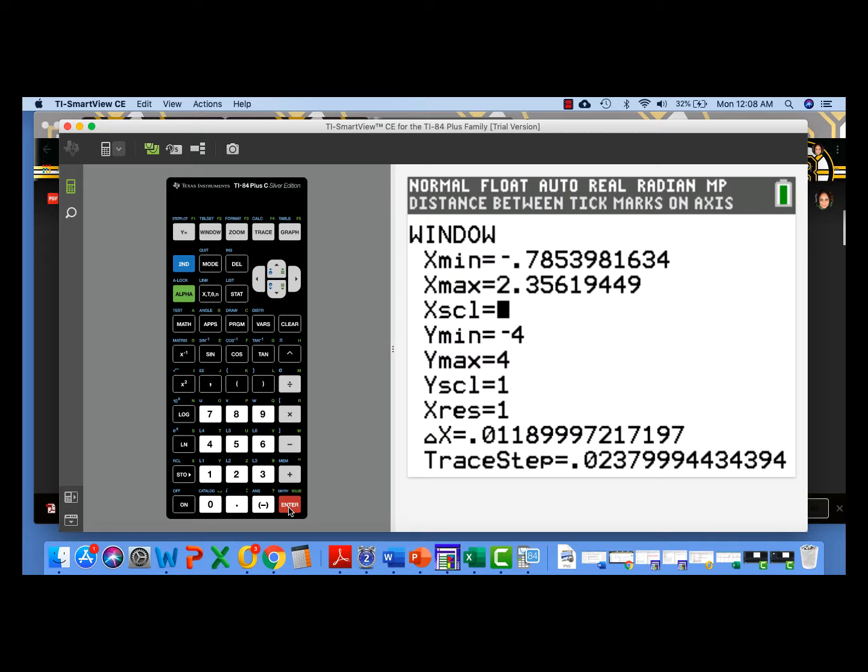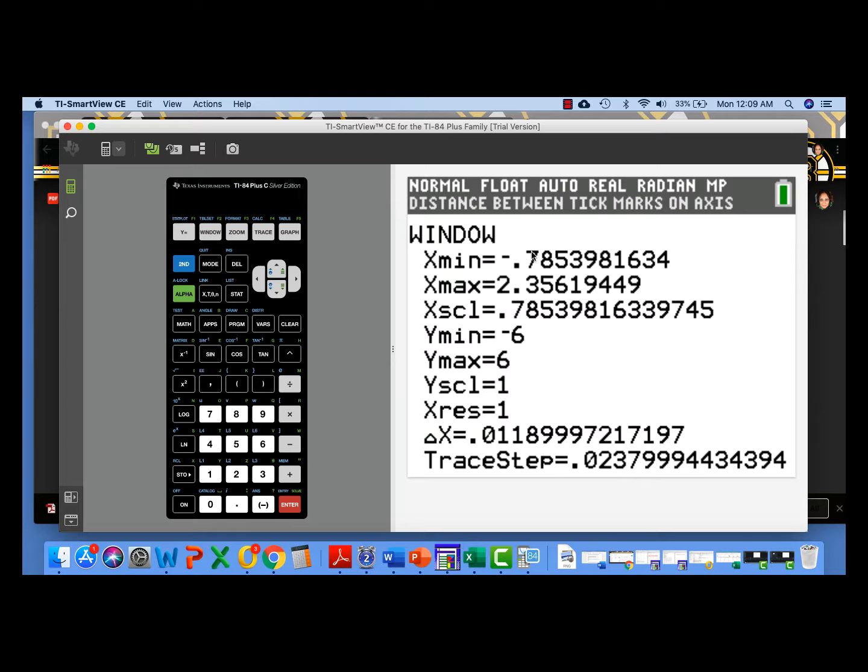Now our scale, we did it on a scale of pi over 4. So where it says x scale, I'm going to put in pi divided by 4. Our y value, we want it to go up to positive 6 and down to negative 6. So our y min is going to be negative 6. That's our lowest point for our y value. And our highest point for our y value should be positive 6. And we can do that on a scale of 1.